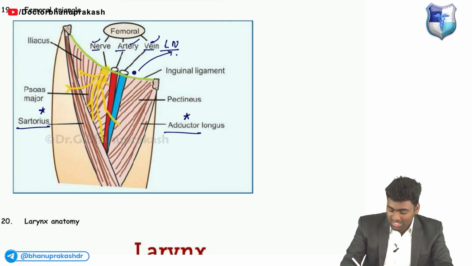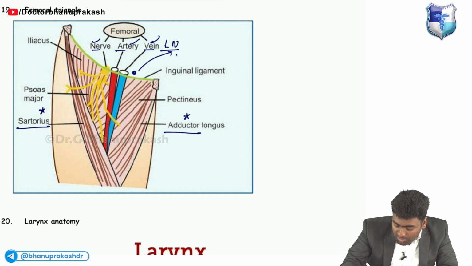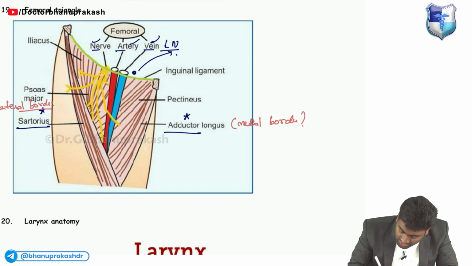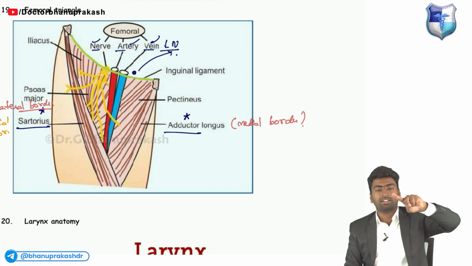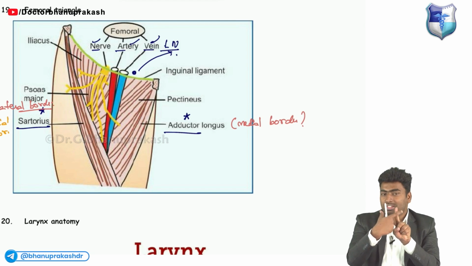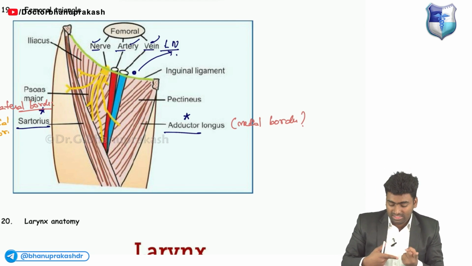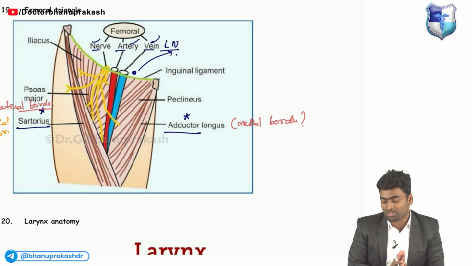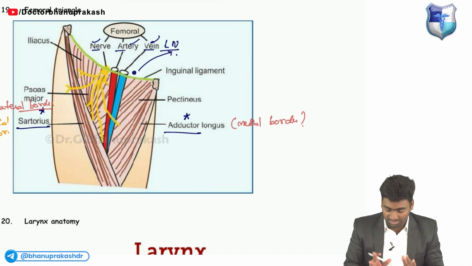So let me clarify. The medial border of the femoral triangle will be formed by the medial border of adductor longus, whereas this is the lateral border. There is a point of confusion. See, there is a muscle with two parts: this is the medial part of the muscle, this is the lateral part. The medial part of the muscle will be forming the lateral border. Just have this in mind.